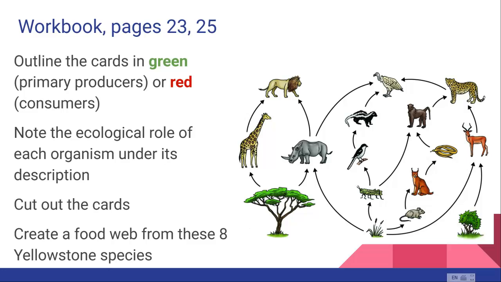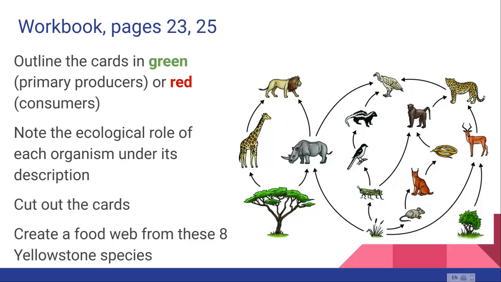And finally, hopefully we will be doing this in class, but if you're just doing this to catch up, I strongly recommend that you go to your workbook, pages 23 and 25. There are different organisms there, and the activity that I would recommend would be to look at the cards and outline the cards in green if they're primary producers, and outline them in red if they're consumers. Okay, either primary or secondary or tertiary. See if you can note the ecological role.